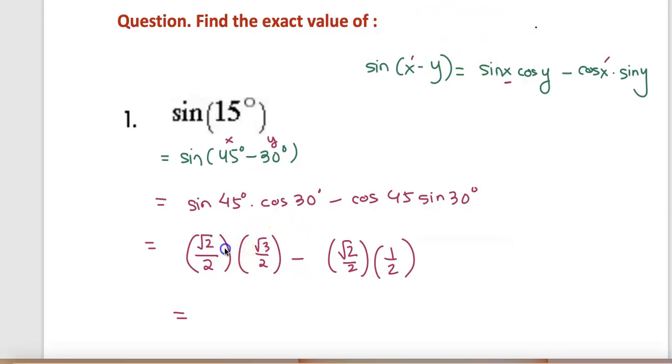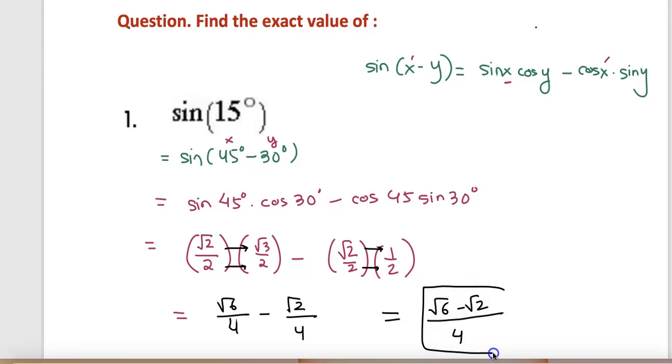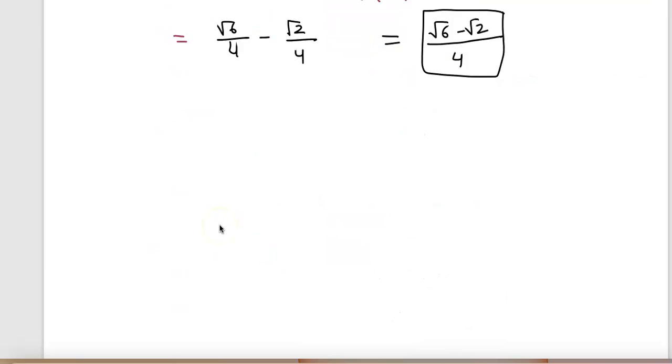So I will just solve them. This is my radical 6 over 2 times 2 is 4, minus, similarly, I multiply numerator with numerator and denominator with denominator: radical 2 over 2 times 2 is 4. Now you can see both our denominators are the same. If I subtract, my answer will be radical 6 minus radical 2 over 4. So the exact value of sine 15 degrees is radical 6 minus radical 2 over 4. Let's proceed to another problem.